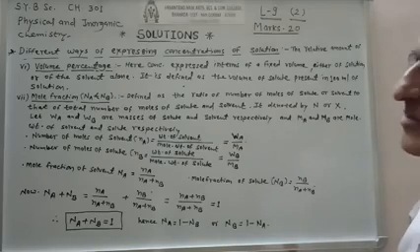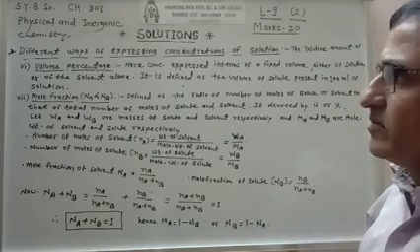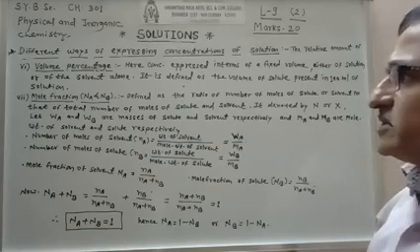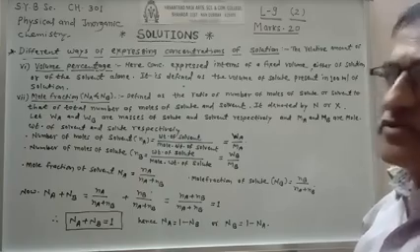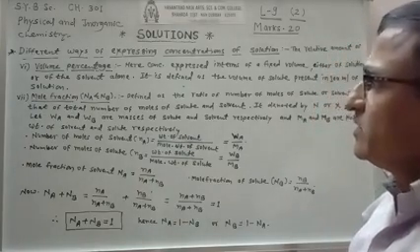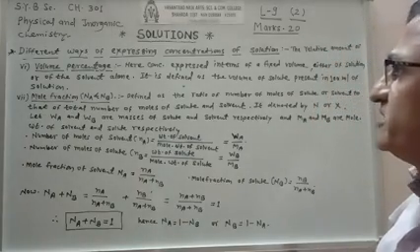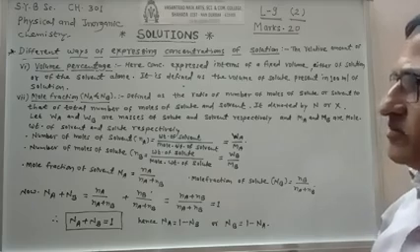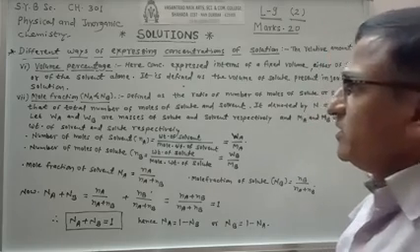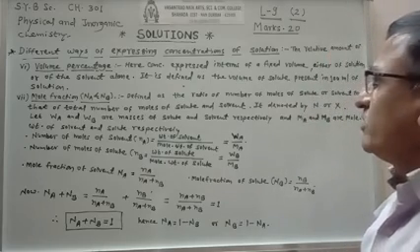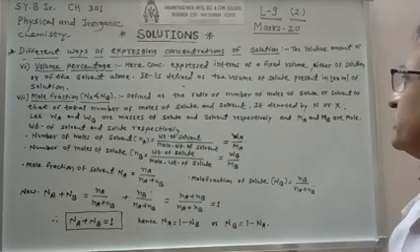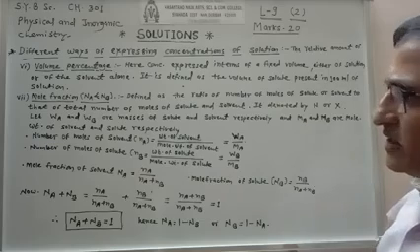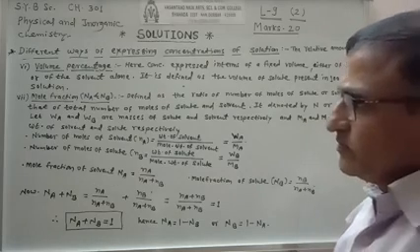The sixth term for expressing concentration is volume percent. Here concentration is expressed in terms of fixed volume, either of the solution or of the solvent alone. It is defined as the volume of the solute present in 100 ml of solution.